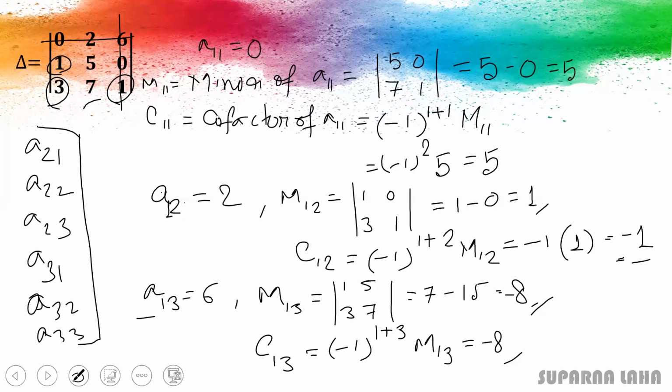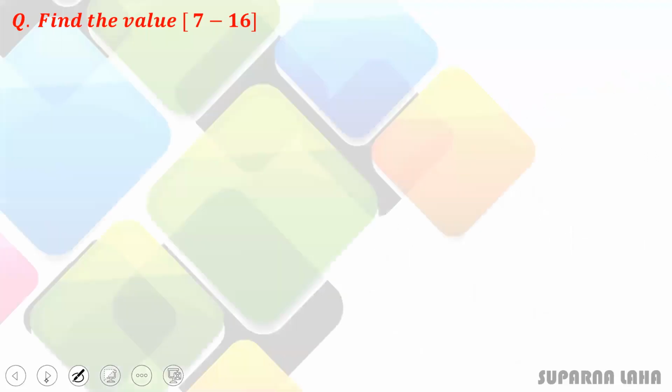I hope this minor and cofactor is clear now. Now you can find the value of minor and cofactor. So moving to the next one, you need to find the determinant value. Here I am taking these questions from S&A, first chapter of determinant, question number 7 to 16.